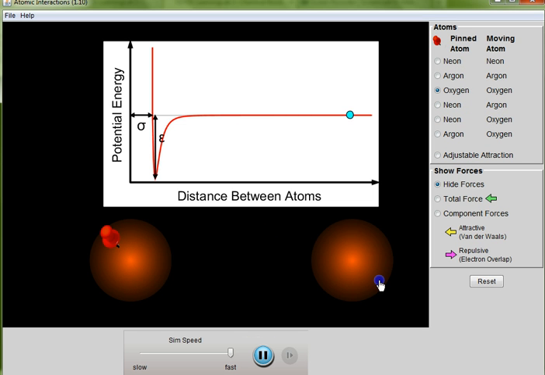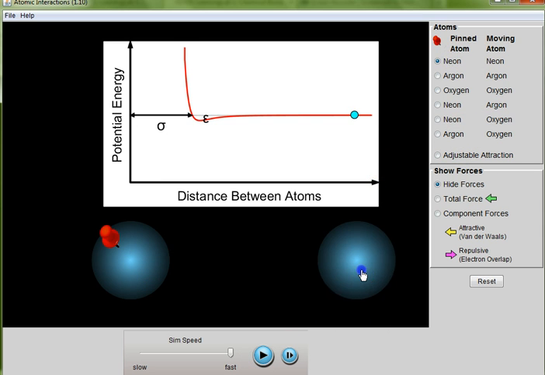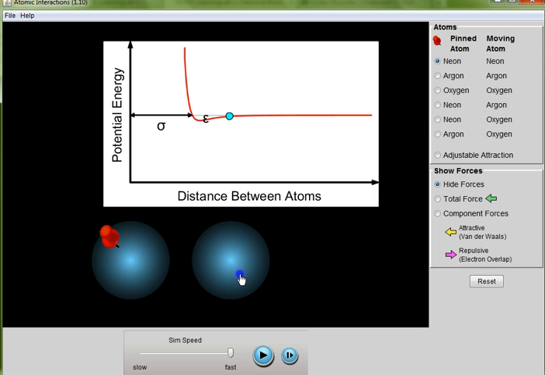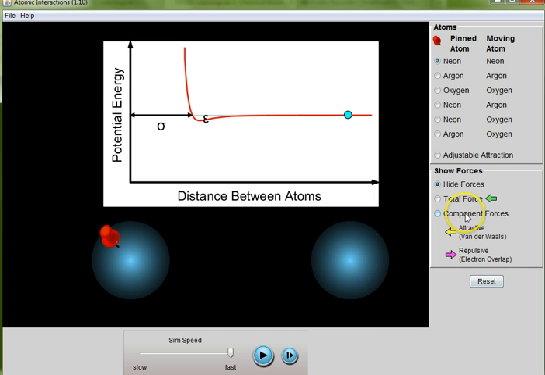Okay, all right, so let's change the atom now to, let's say, neon. Now here you can see that the drop in potential energy is not as much. You can do the same experiment. You can bring the molecules together, and when they start to come closer, obviously you can see now here. Let me turn on the component forces. Attractive and repulsive, same. Yellow arrow is an attractive force, and pink arrow is a repulsive force.